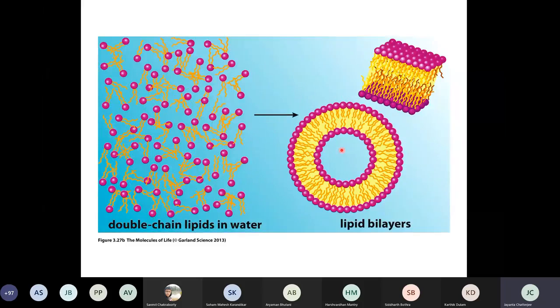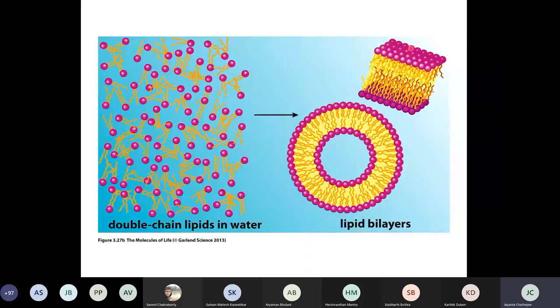However, if you have lipids composed of 2 hydrocarbon tails, these do not typically form micelles. Instead, they form something called bilayers, meaning you can have the formation of a planar bilayer. I hope you understand. It's just like a piece of a cake.